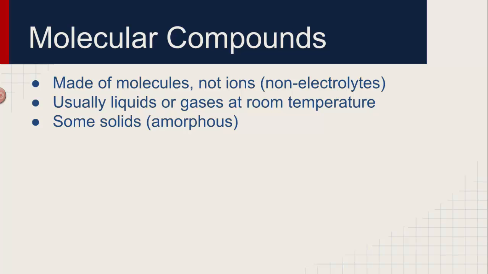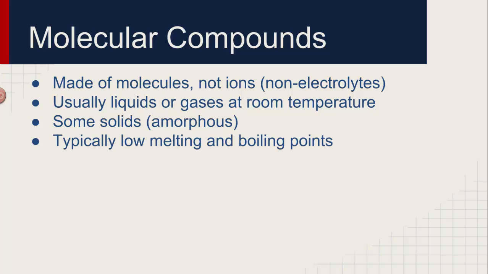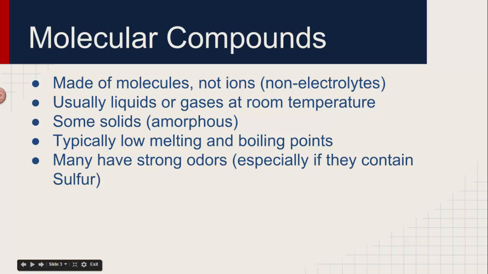Now, the possible exception that I could think of would be things like sugars. Okay? Glucose and sucrose are actually molecular compounds that are solids, and because they're crystals, they sometimes look like ionic compounds even though they're molecular. Most molecular solids are amorphous. They typically have very low melting and boiling points, which is why they're gases or liquids at room temperature. They've already melted or they've already boiled by the time you get to room temperature. And a lot of these molecular compounds will have a strong odor, most especially if they contain sulfur.